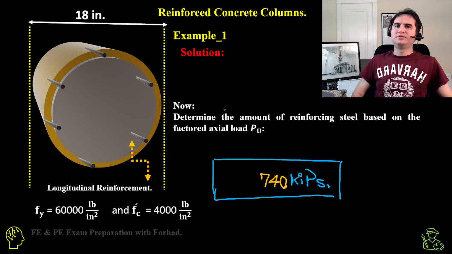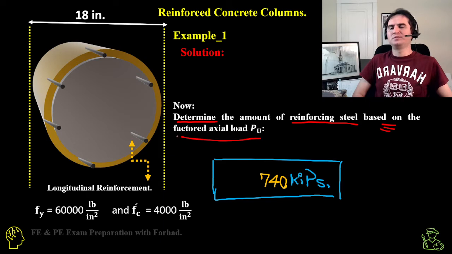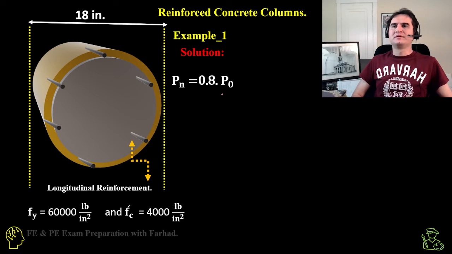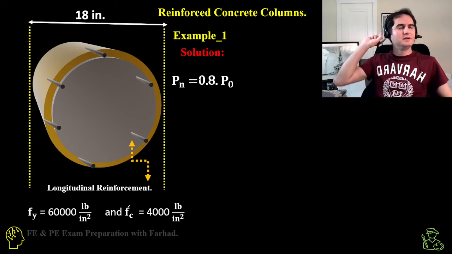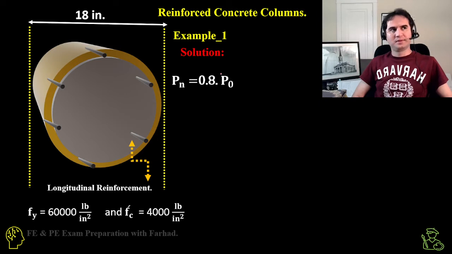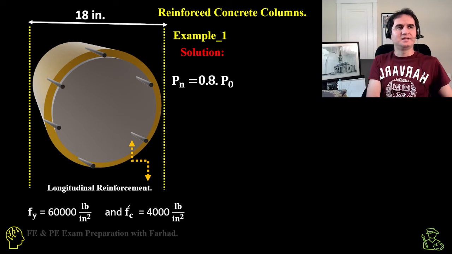Now we need to determine the amount of reinforcing steel, this time based on the factored axial load Pu. So we had one minimum area for steel, or longitudinal bars, from the ACI code, and the other one is from the calculation. Then we make a comparison between them and choose one.